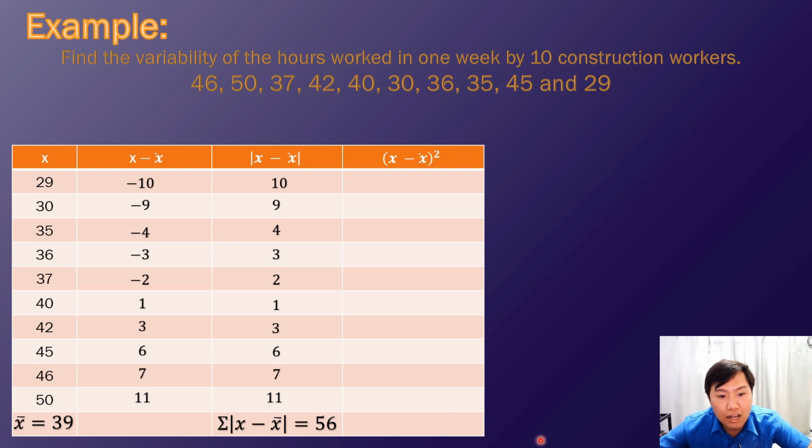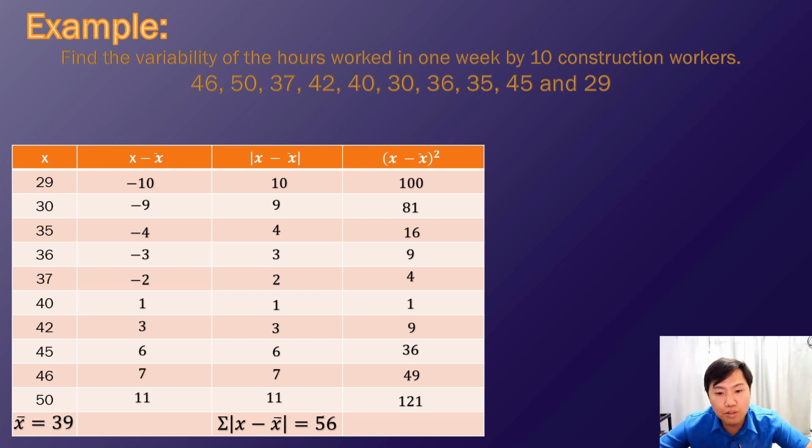Ang susunod naman natin gagawin sa ating fourth column, ang gagawin po natin ay i-square natin yung mga sagot natin dito sa third column. So, let us find the square of the third column. So, 10 times 10, we have 100. 9 times 9 is 81. 4 times 4 is 16. 3 times 3 is 9. 2 times 2 is 4. 1 times 1 is 1. 3 times 3 is 9. 6 times 6 is 36. 7 times 7 is 49. And 11 times 11 is 121.